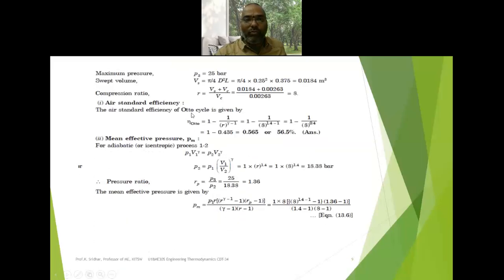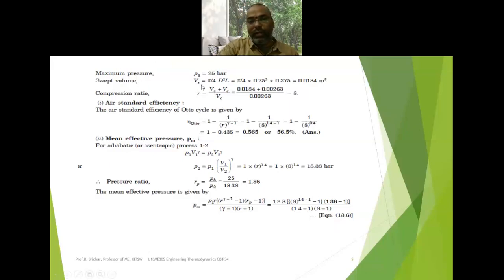The basic equation to find the Otto cycle efficiency is 1 minus 1 by r to the power of gamma minus 1. We don't know the compression ratio value. Instead of giving the compression ratio directly, he has given the length of the stroke and the bore. With this bore and stroke, how can we find the compression ratio? For that we need the swept volume.